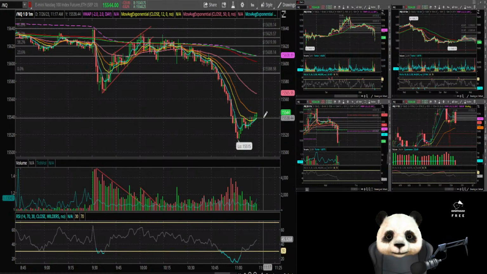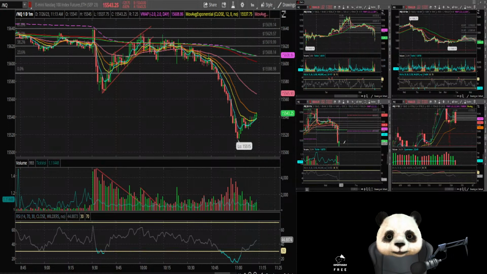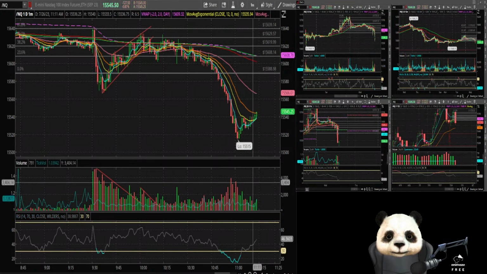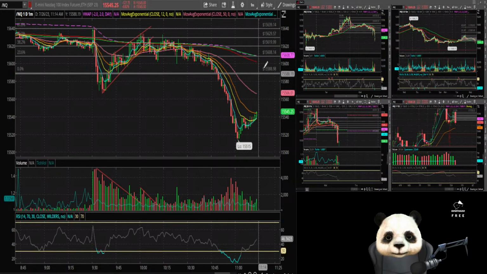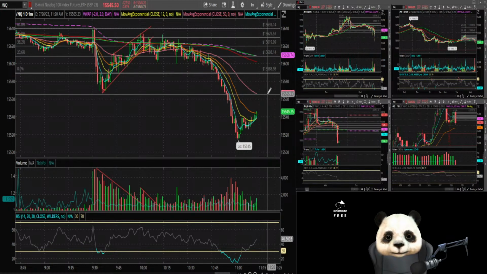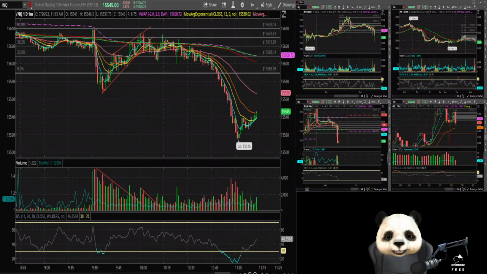TBD. But I don't like that we didn't hold that. And this wick right here is just the doji down, the wick down. I mean, it very well could reverse and just shoot right back up. So we're gonna try that out.